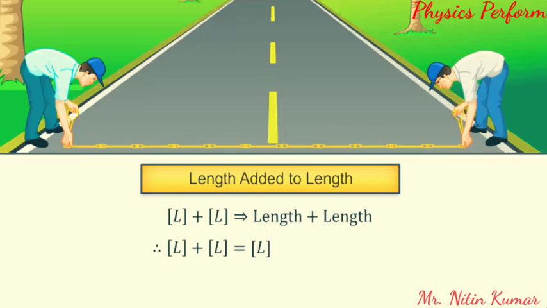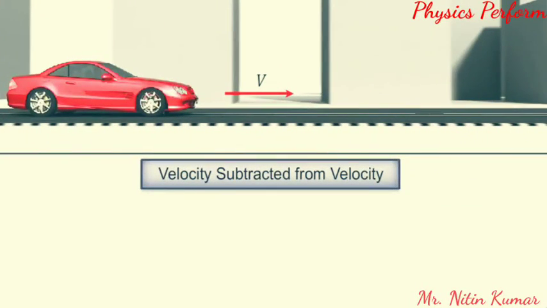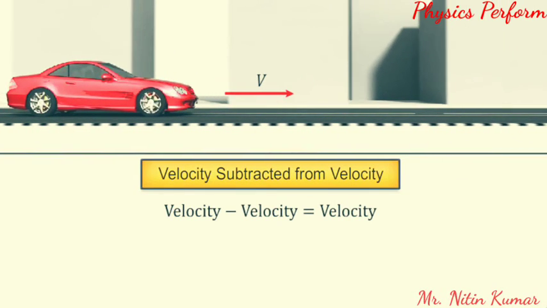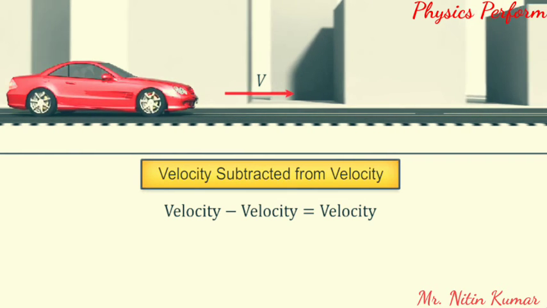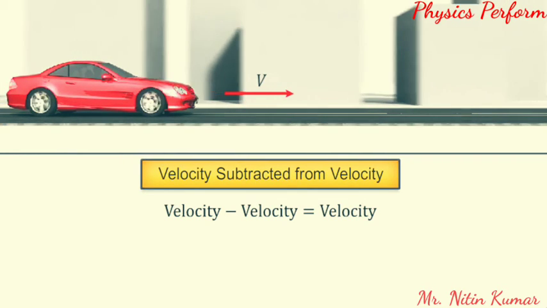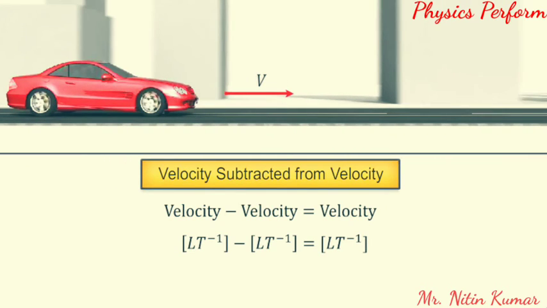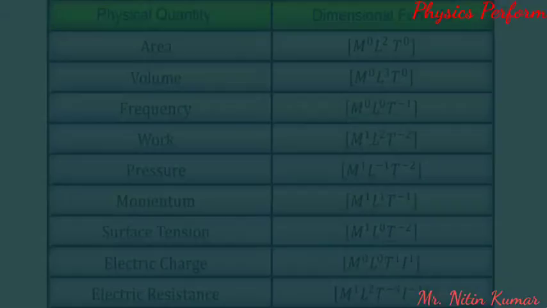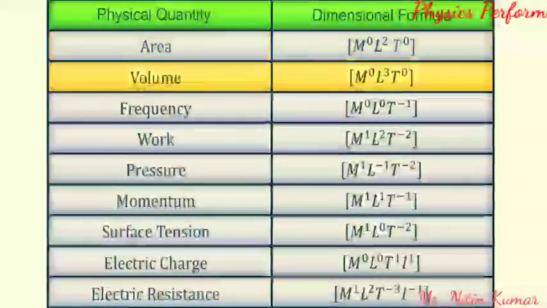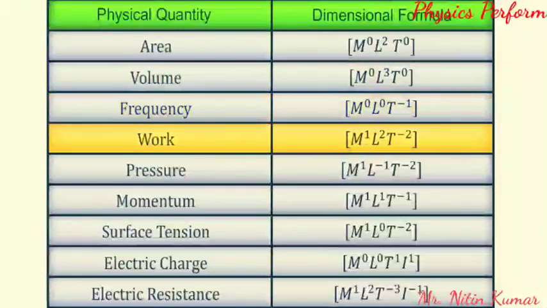Similarly, if velocity is subtracted from velocity, we get velocity. Thus, L T power minus 1 minus L T power minus 1 equals L T power minus 1. The table shows the list of some of the physical quantities and their dimensional formulae. You will learn about the applications of dimensional formula later in the course.